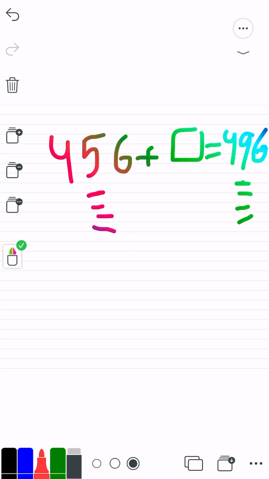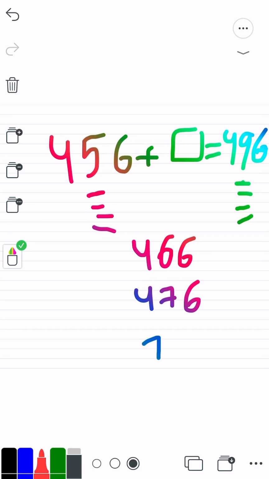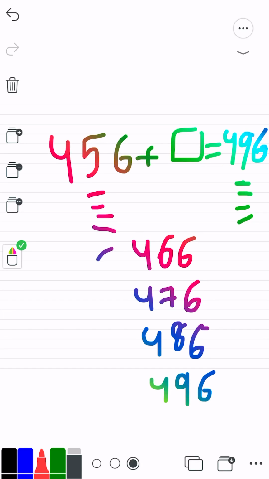Because if you count on in tens here, you're going to get how many tens? Look, 466, 476, 486, 496. So how many times did we add a 10? 1, 2, 3, 4. So it's 40. The answer is 40.